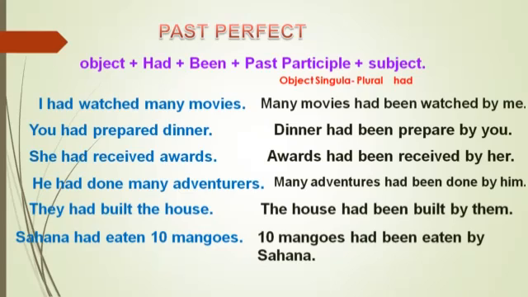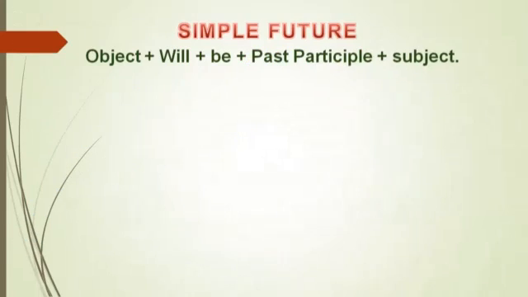Now let's move on to the next. It is simple future. Here the structure remains. Object we have to write down first. Then will, shall, can, may, might, any future representative auxiliary verbs. We have to use be after that auxiliary. Then we have to change that verb into verb 3. Then write the subject. The structure remains the same.